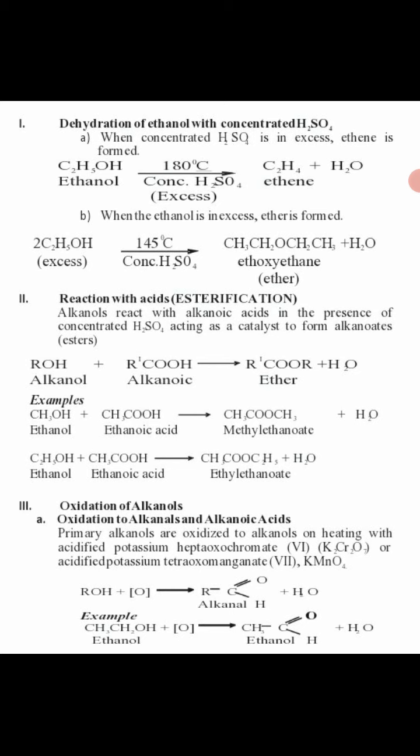So primary alkanols are oxidized to alkanals. Another name for alkanals is aldehydes. Aldehydes or alkanals have the functional group CHO at the end. So primary alkanols, a Jamb question also, are oxidized to alkanals. Secondary alkanols are oxidized to ketones or alkanones, while tertiary alkanols are not oxidized.